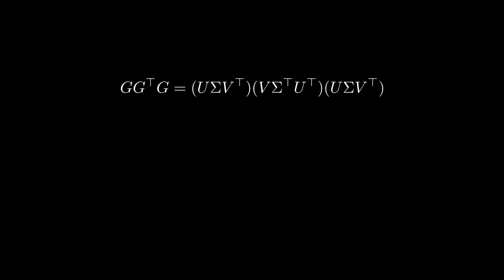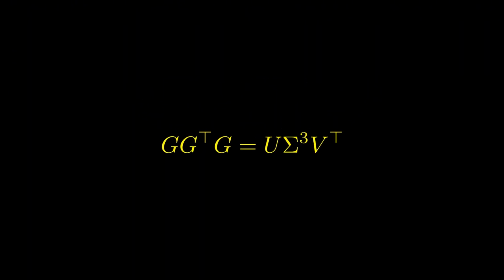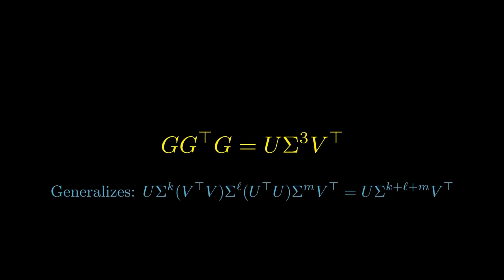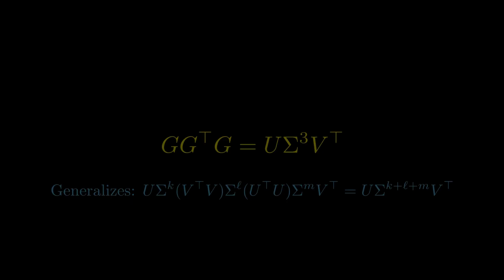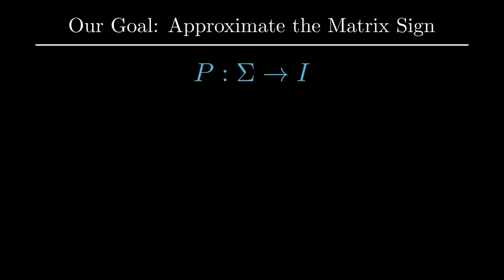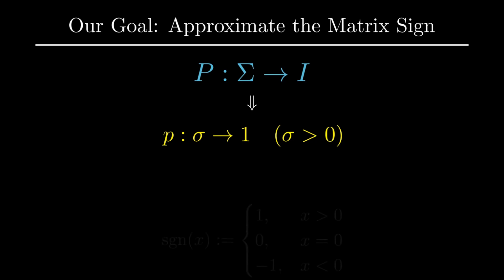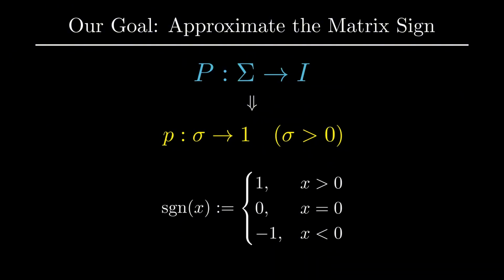When you multiply 3 copies of the matrix together with the middle one transposed, the semi-orthogonal matrices in the middle cancel out, and this process can be repeated over and over. Our goal, then, is to approximate a matrix polynomial that maps the singular values to the identity matrix. Therefore, its scalar counterpart is mapping any non-zero singular value to 1. Since our polynomial is odd, we can think of the sign function over the real numbers.